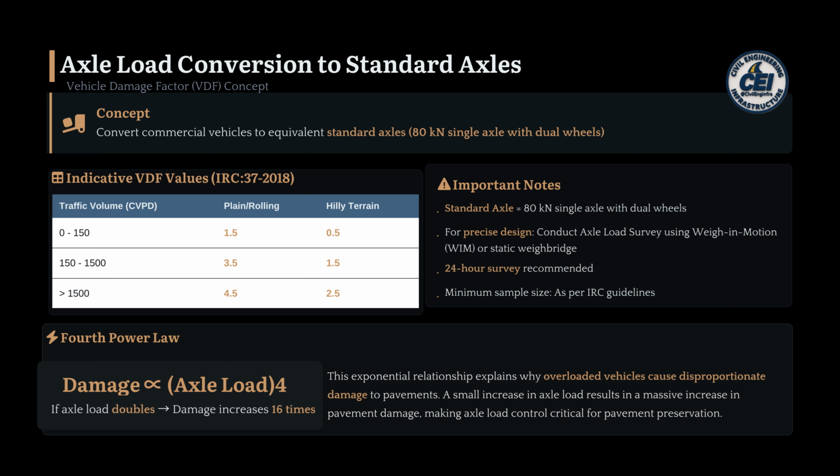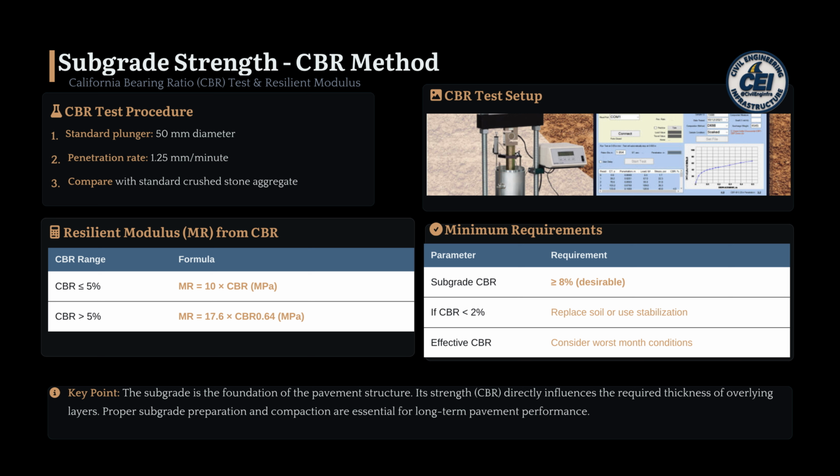The concept is based on the fourth power law: the heavier the axle, the greater the damage. If the axle load doubles, the pavement damage increases 16 times. So remember, heavier loads mean exponentially higher damage. Now let's move to the foundation, subgrade characterization.